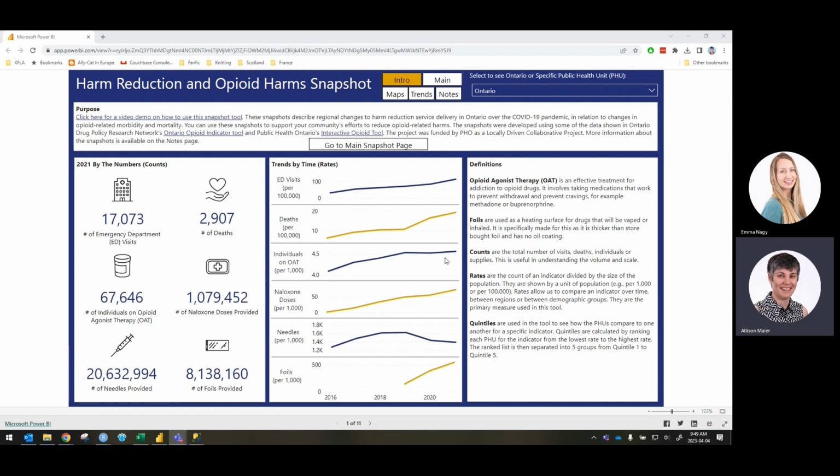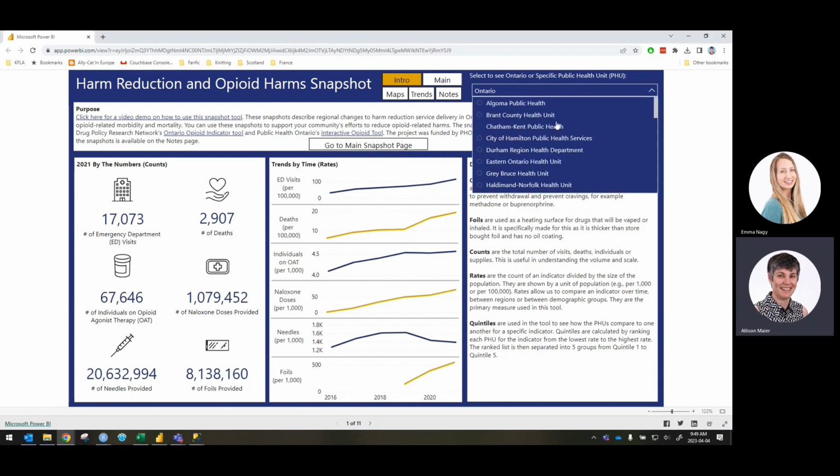Throughout this dashboard, 6 indicators are used: emergency department visits, deaths, individuals on opioid agonist therapy, or OAT, naloxone doses provided, needles provided, and foils provided. The counts here are shown for all of Ontario. You can see up here that that has been what's selected. You can also choose any specific public health unit.